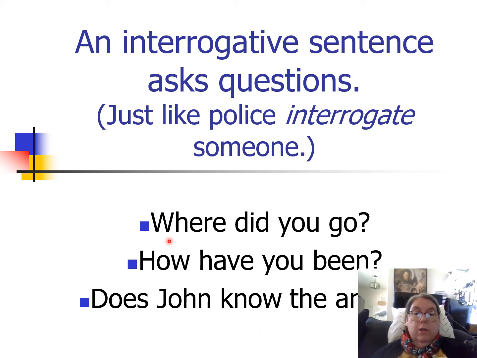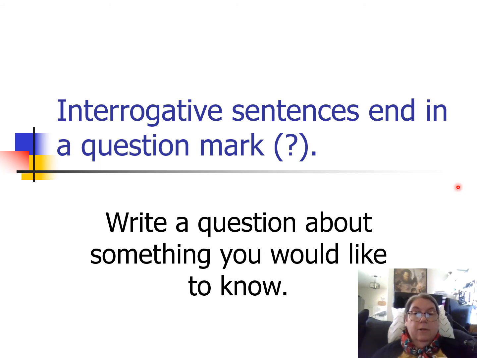These start with question words like where or how, or they can start with the helping verb, does. So does comes in front of the subject. And so these all have the markings of complete question sentences. An interrogative sentence ends in a question mark.